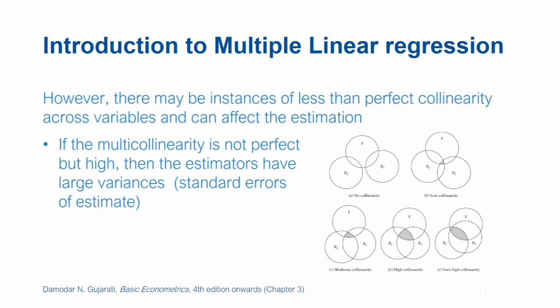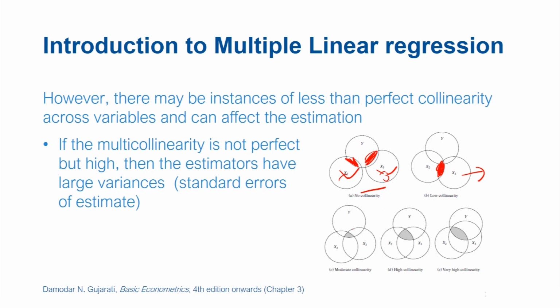Let's look at an example of collinearity visually. In this diagram, notice that the independent variables x2 and x3 have some relationship with y, which is represented by these common areas, but there is no common area between x2 and x3. That means there is no collinearity. However, if there were to exist some common area between x2 and x3, it represents low collinearity.